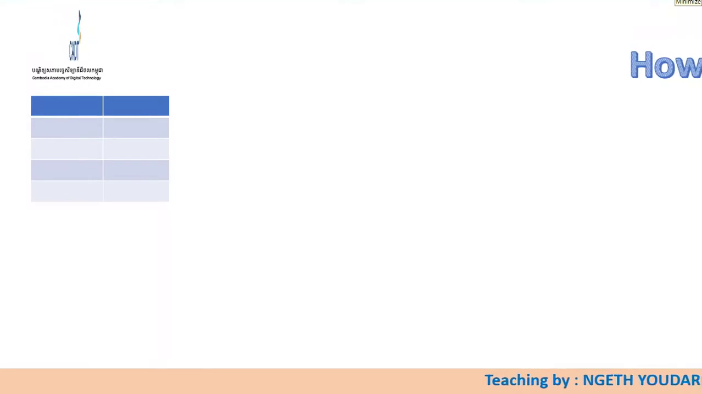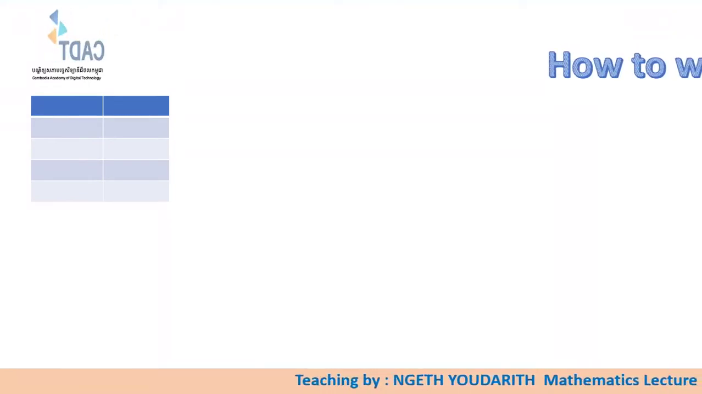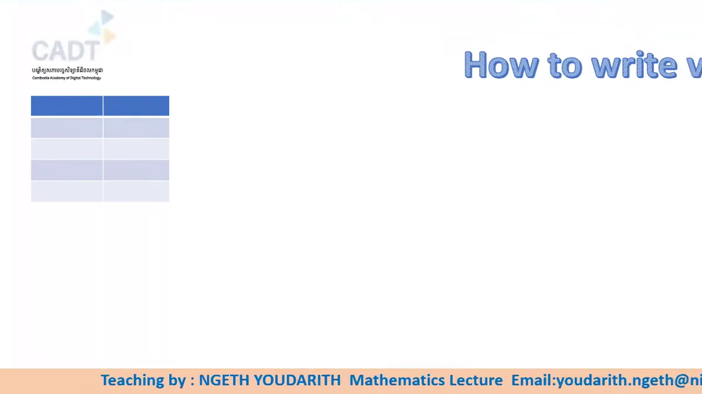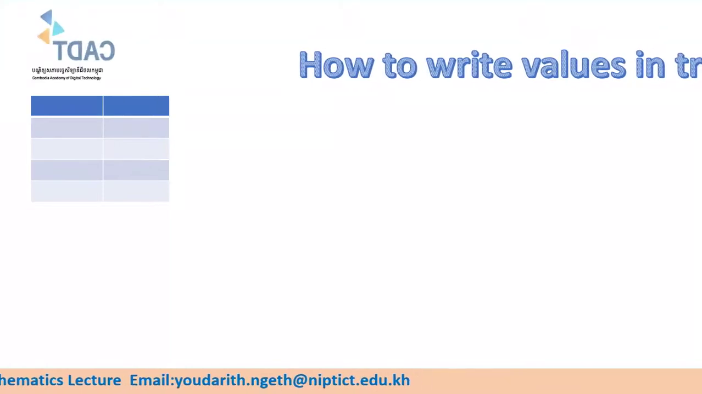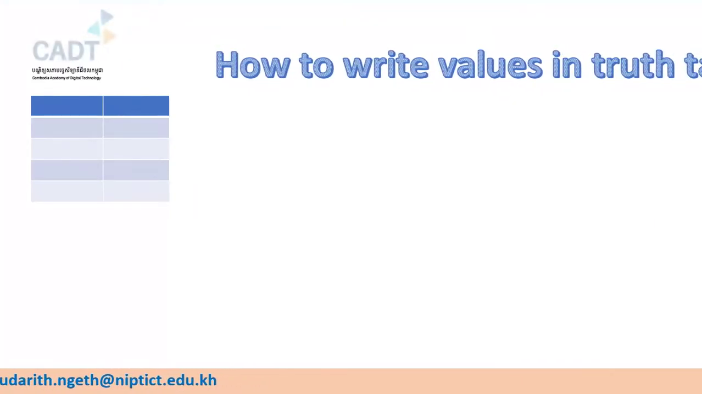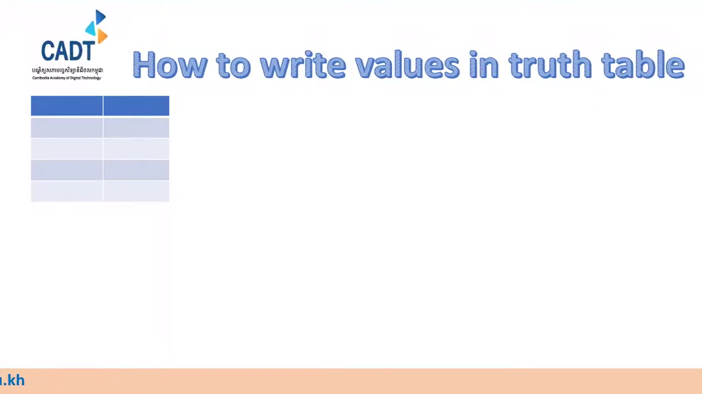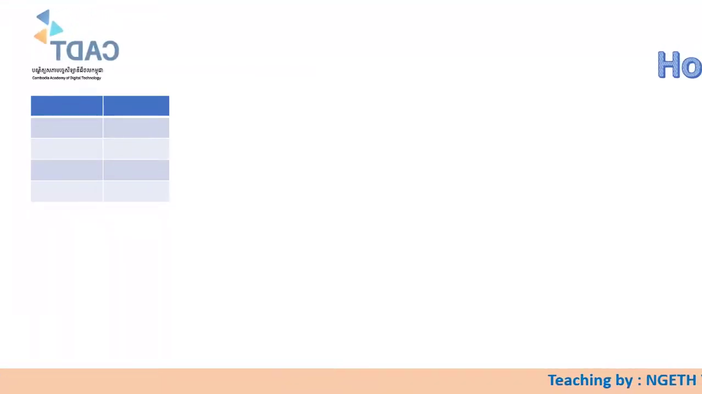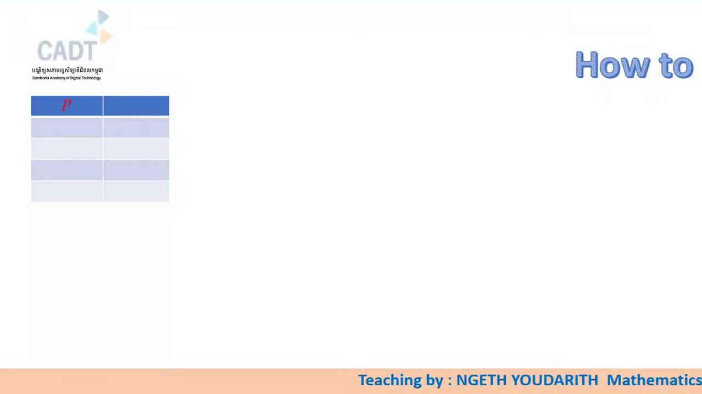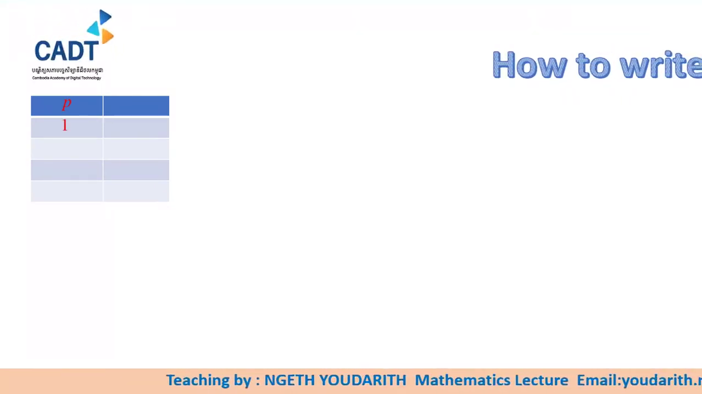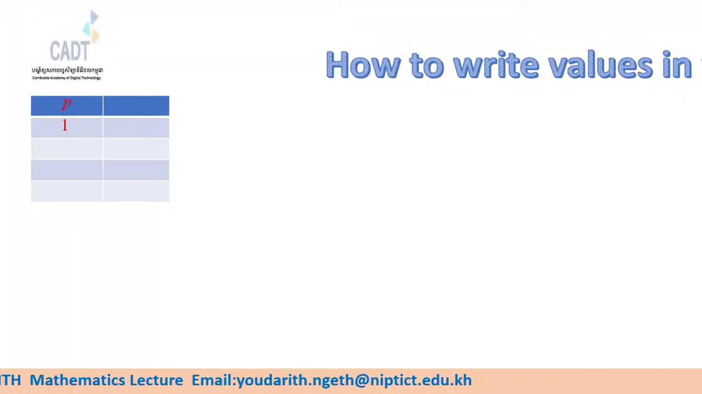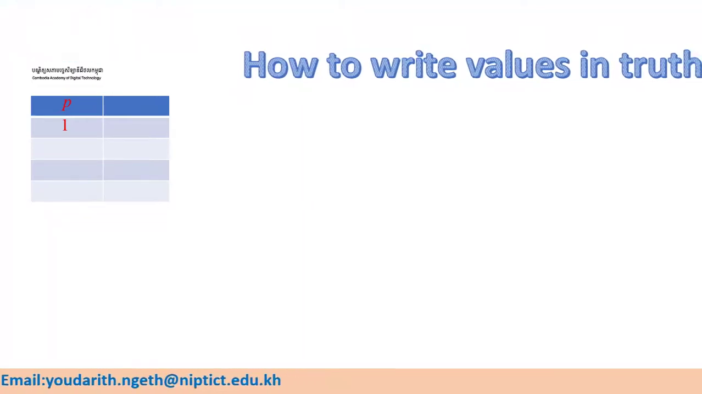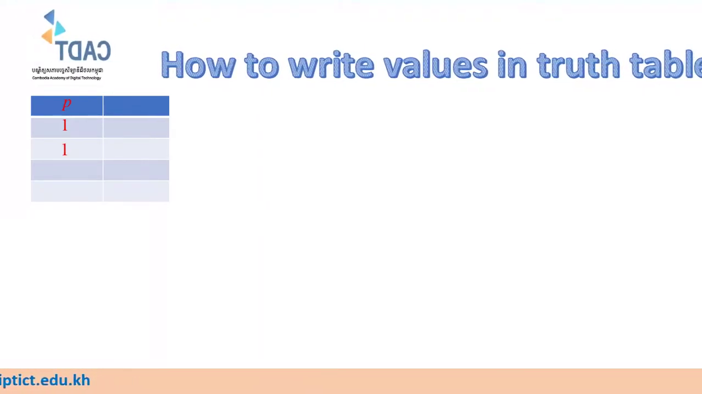This is how to draw and how to write about the value of logic in our truth table. So if we want to write the value in our truth table, for example, if we have P, we have only 2 propositions or 2 statements. So I write the value of P is 1, 1, 0, and 0.